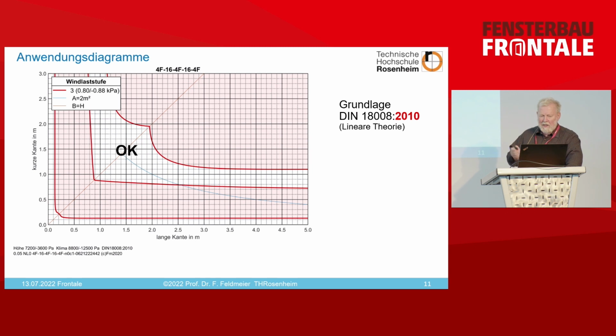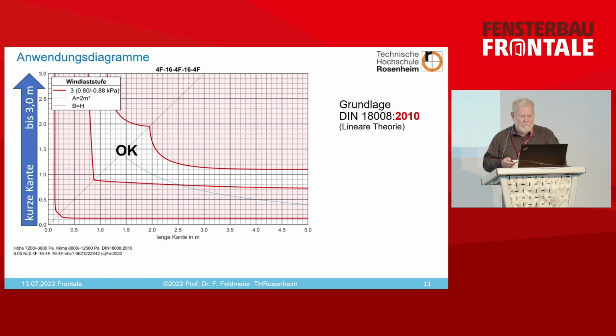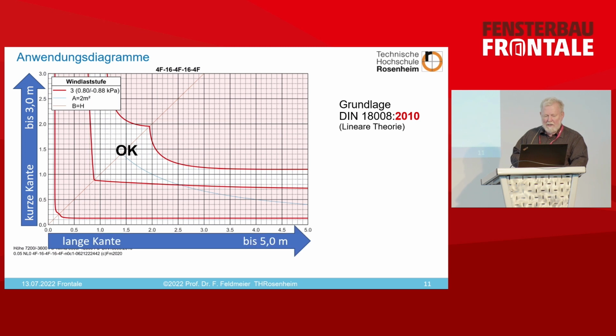You may be familiar with that. That's how I really started. So this is the wind load level. It's a different format. And these diagrams always have some zones, forbidden zones and allowed zones. In this case, the bright color, the white color, is the zone that is allowed. And we have the short edge to the top, that's the y-axis basically, that's up to 3 meters. And then the long edge would be up to 5 meters.